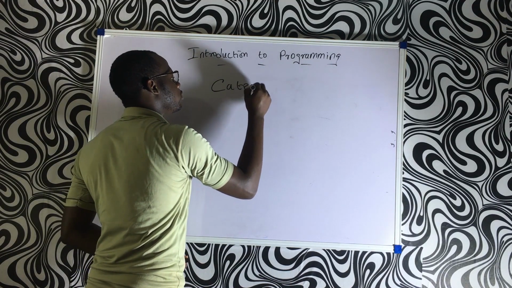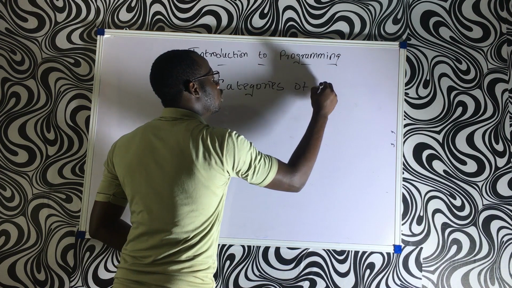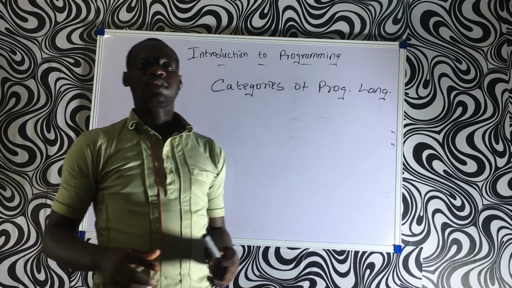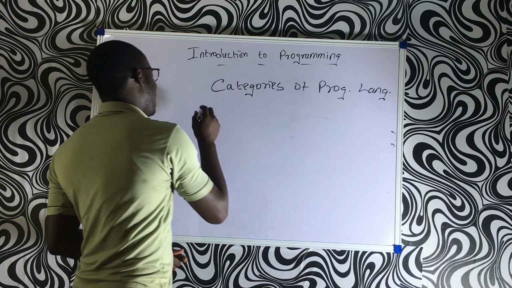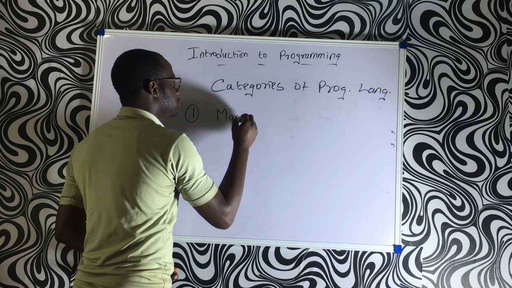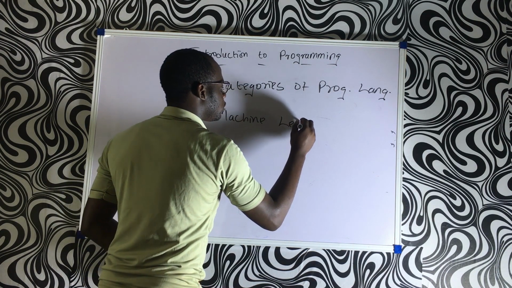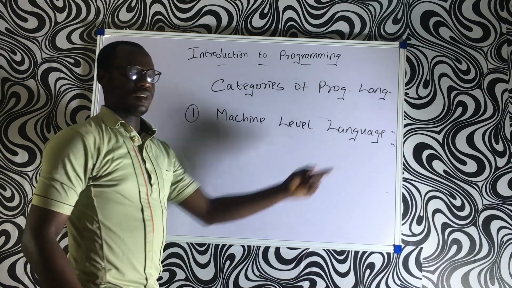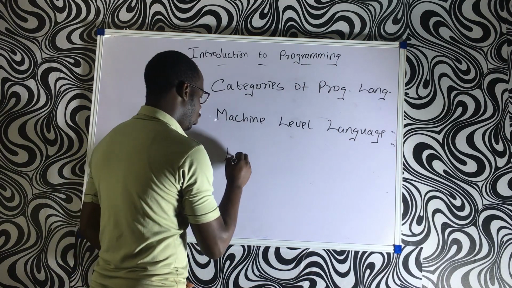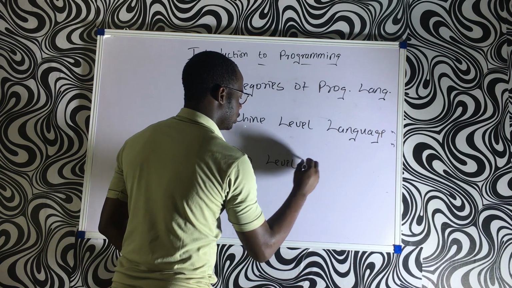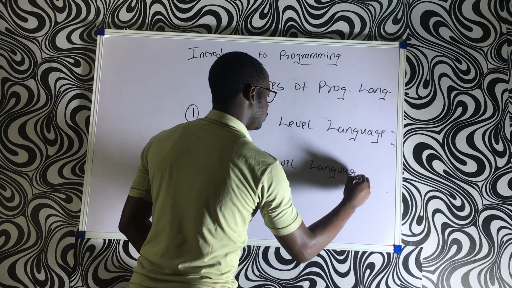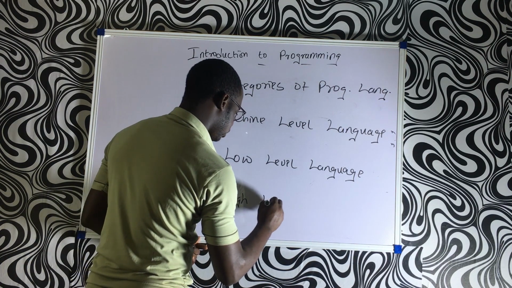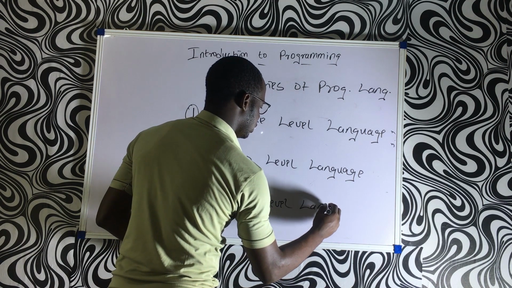Categories of programming languages. Now, programming languages, the categories, are divided into three. We have the machine level language. We have the low level language. Then we have the high level language.